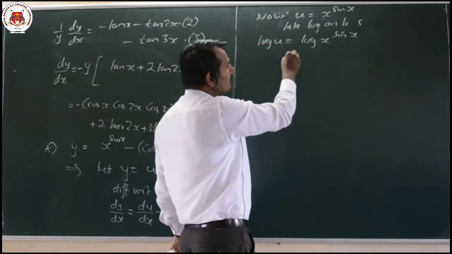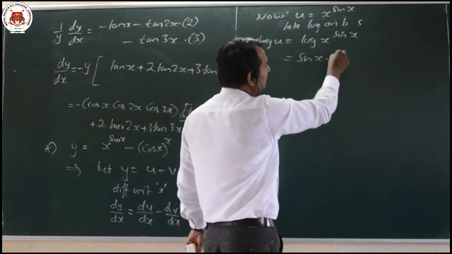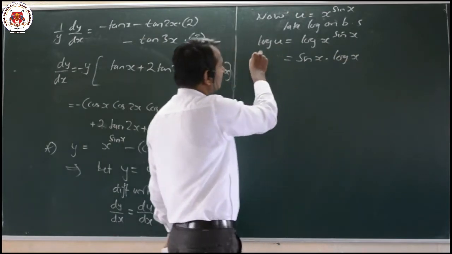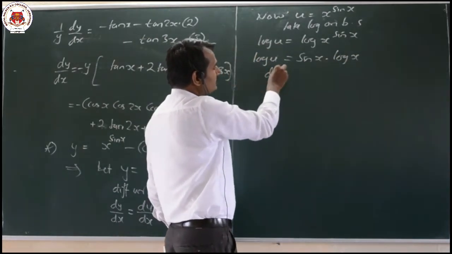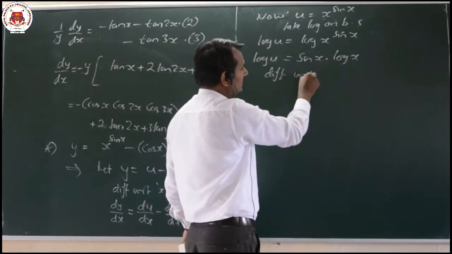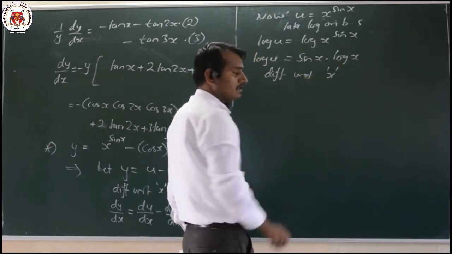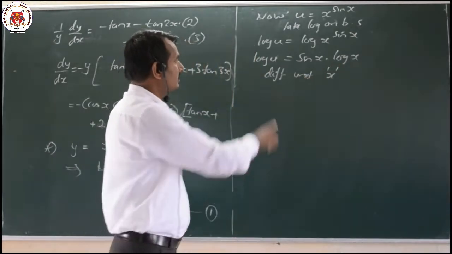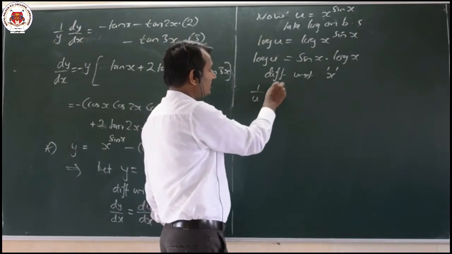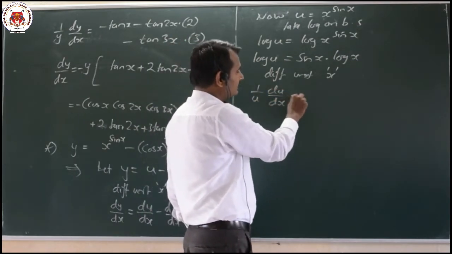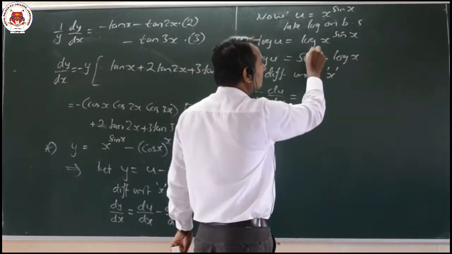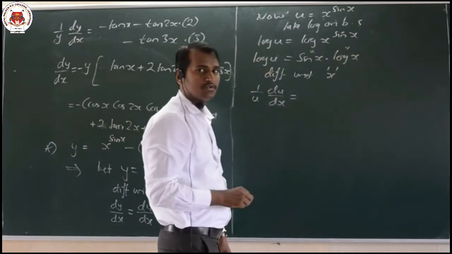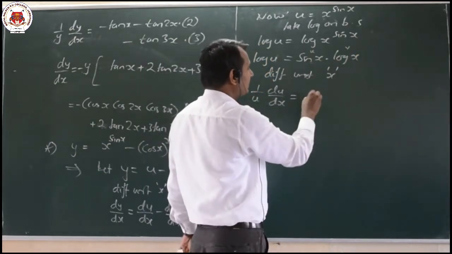Now using properties of logarithm, sin x into log x. Here we have log u. Differentiate with respect to x on both the sides. Log u differentiation is 1 by u into du by dx equal to, take this term as u and this term as v. Sin x differentiation as it is.